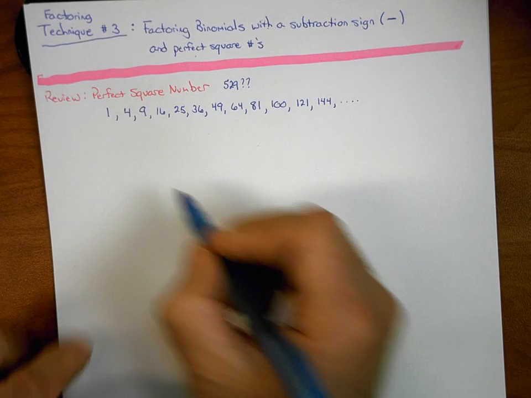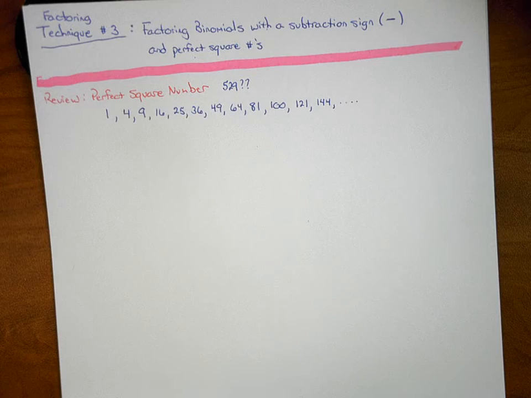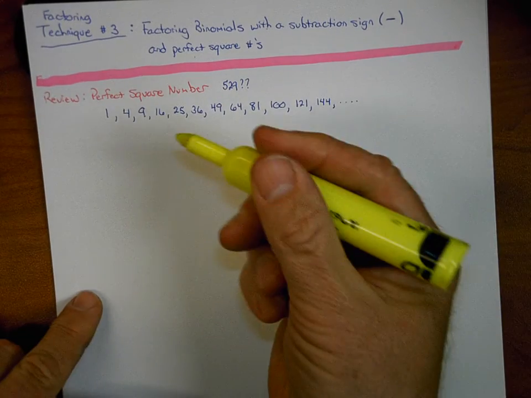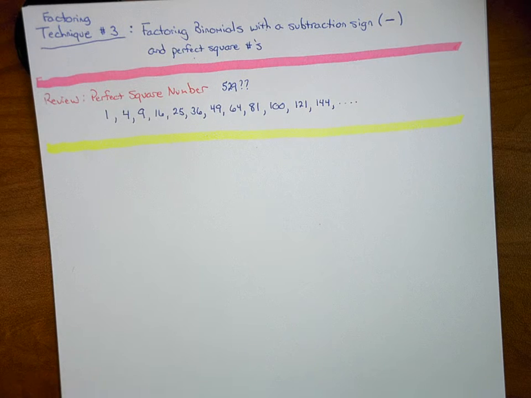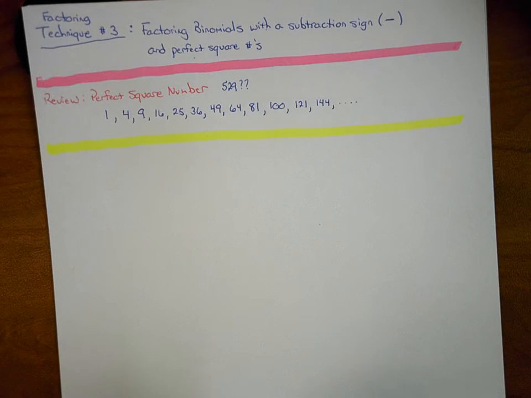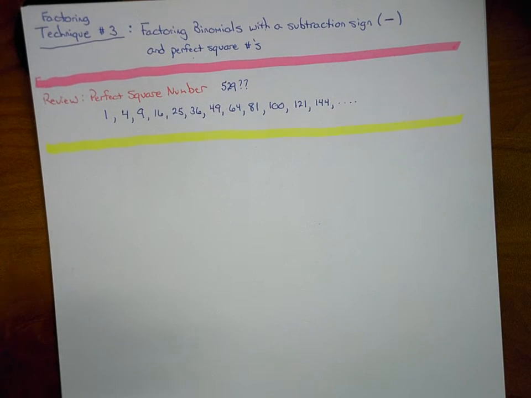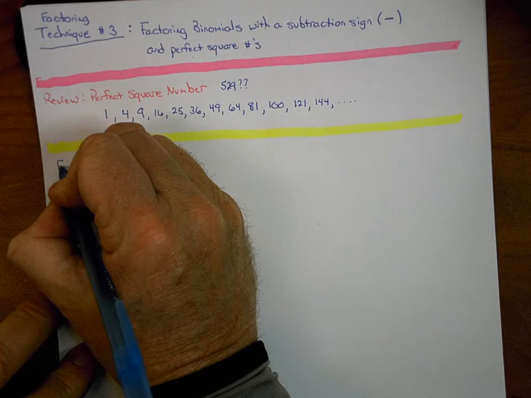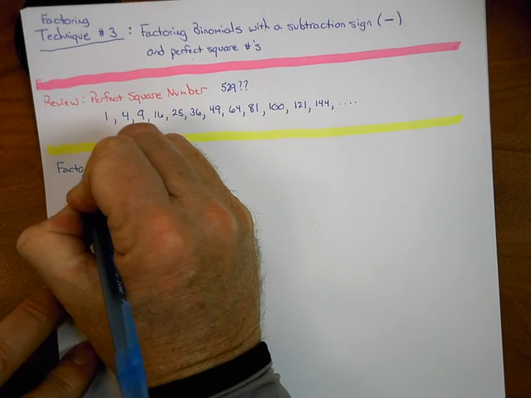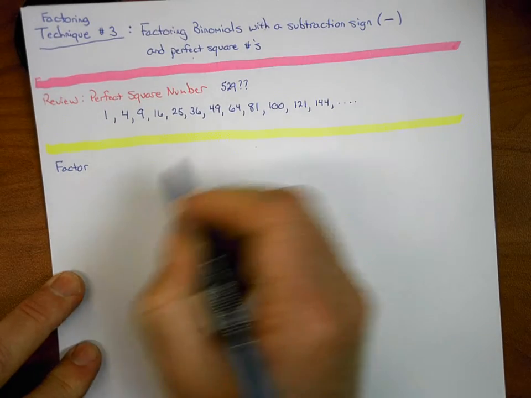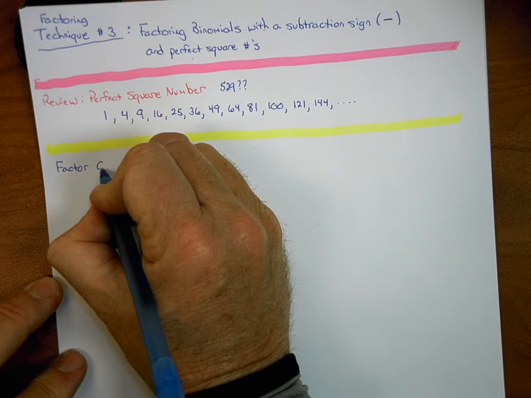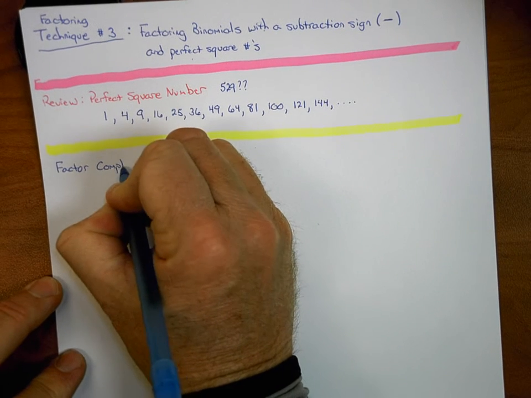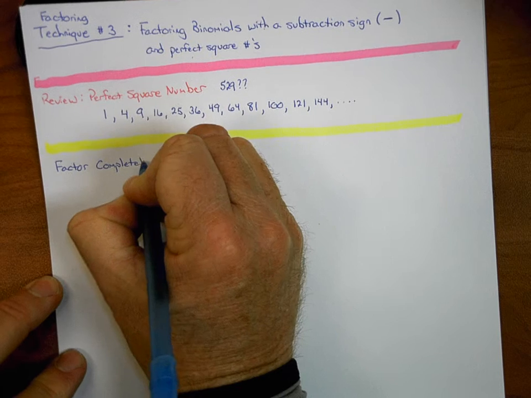So what we're going to be doing in today's lesson is factoring technique number 3. We are going to learn how to factor binomials, and they are always going to have a subtraction sign, and they're always going to have perfect square numbers in them. So you're going to have to know what happens when you get this situation. Each of these, we are going to factor completely.